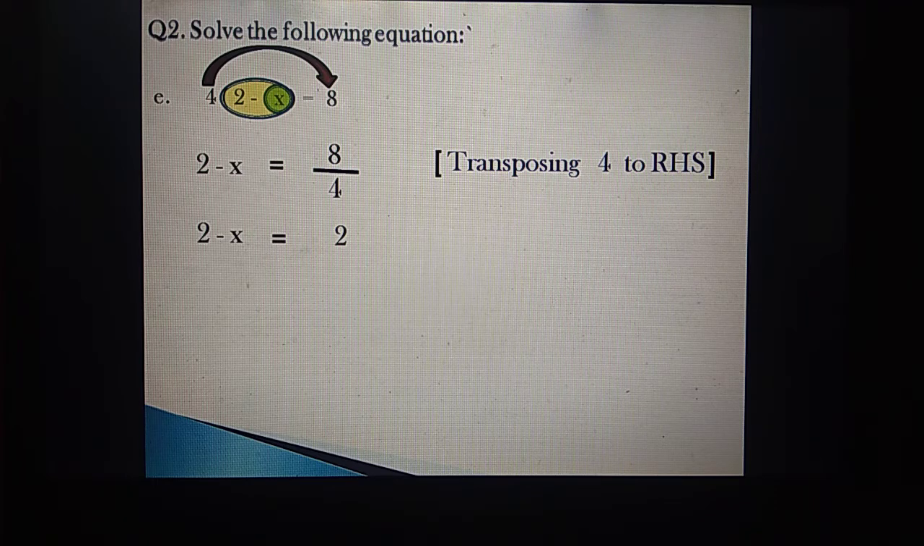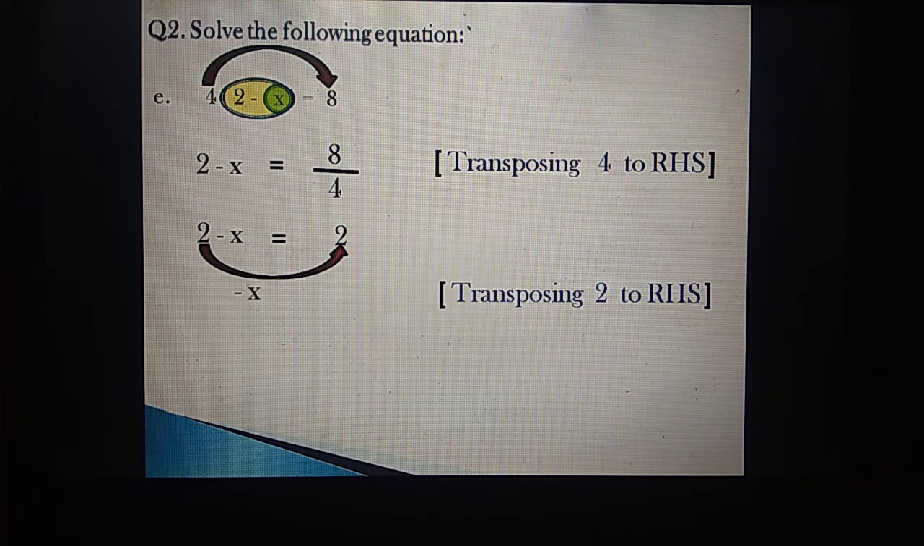Now in the outermost, it's 2. Yes, we will not take it as minus 2. Minus is of x, and 2 is positive in the outermost circle. So we will shift this 2. Now it will become minus 2.